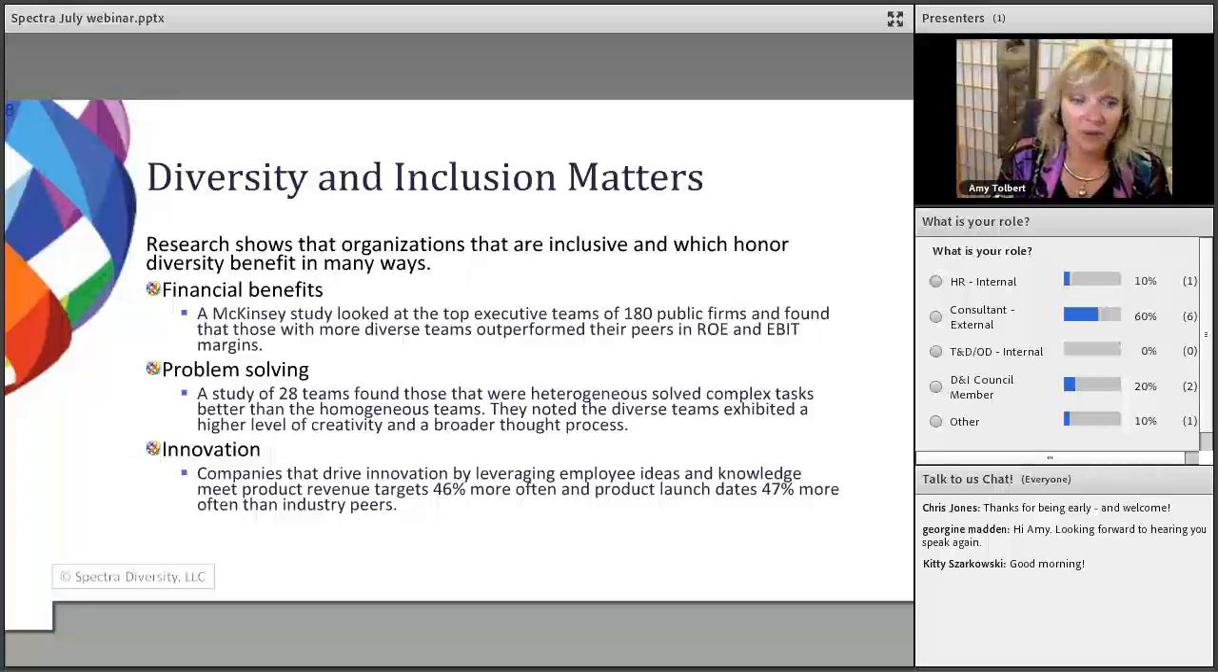What we find in another research study is that companies that drive innovation by leveraging employee ideas and knowledge meet their revenue targets 46% more often and product launch dates 47% more. Now, for those of you that are internal to organizations, you know that we live and die by those dates. If they're not being met, we really are looking at heads rolling, positions changing. It's a big deal. So how do we use individuals, diversity, and our inclusive methods to help those teams be more effective?